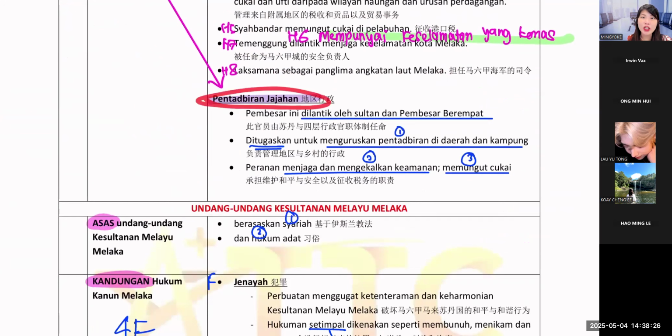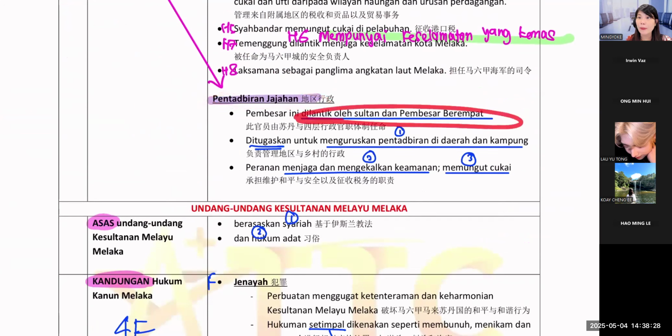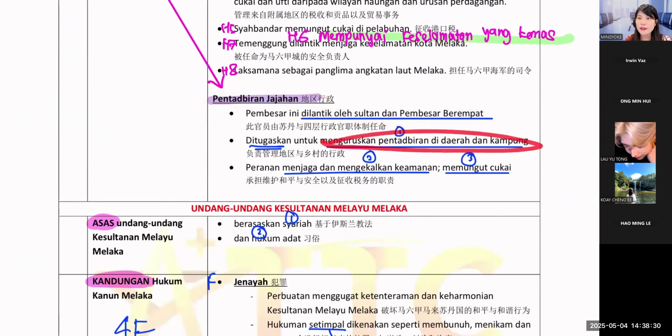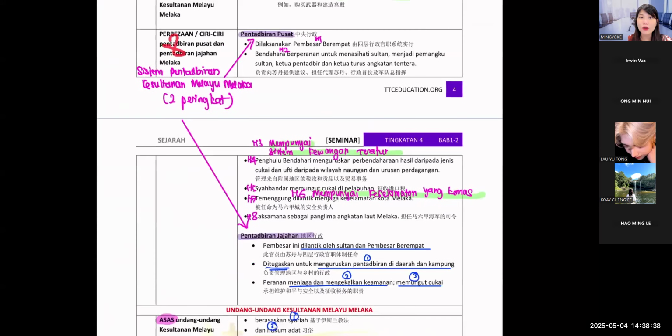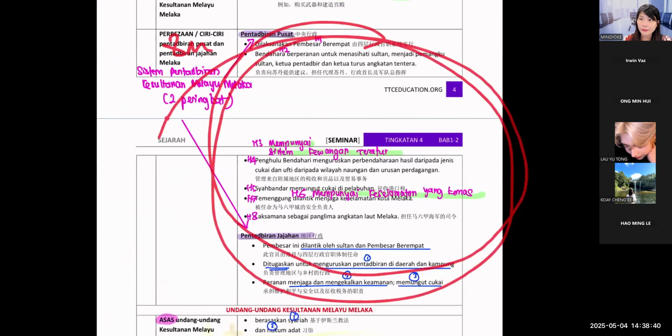So pentadbiran jajahan instead is dilantik oleh Sultan Pembesar and menguruskan pentadbiran daerah kampung, menjaga mengekalkan keamanan, mengutip cukai. So you can actually, if they ask you 8 marks, right, overall is the whole thing. Then you write all down, you get the full marks already.